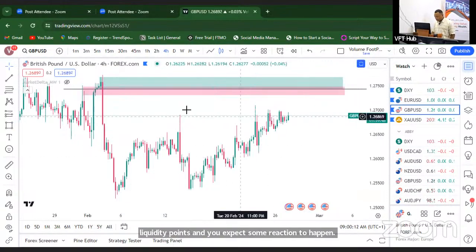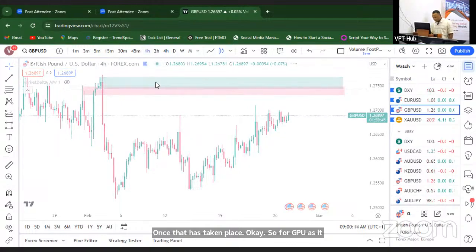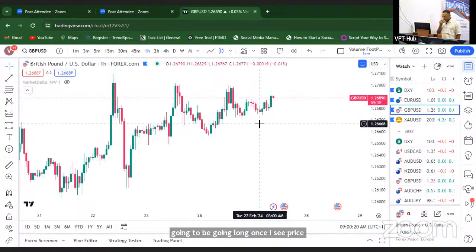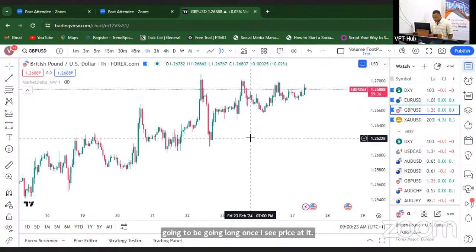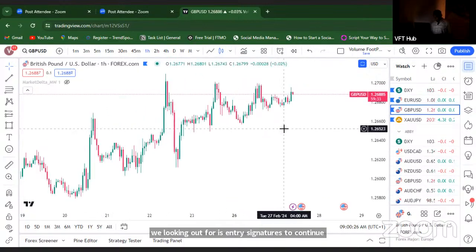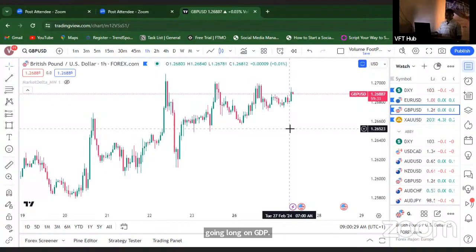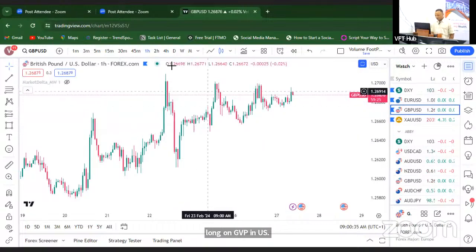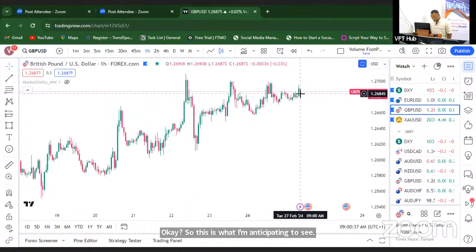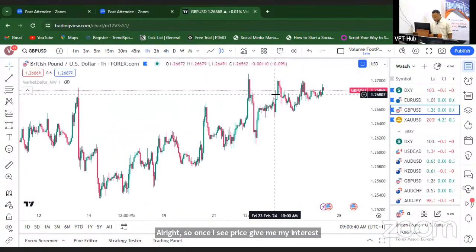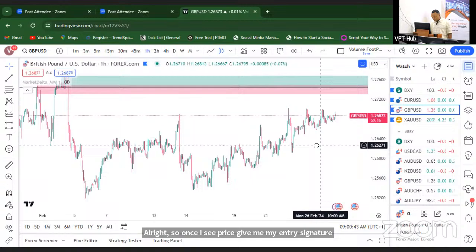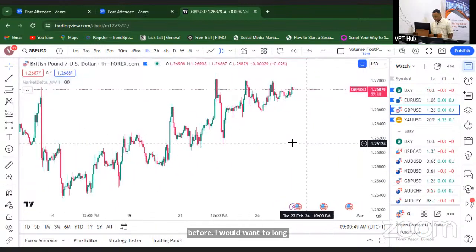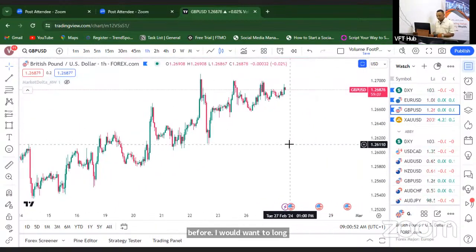Okay, so for GBP USD today, I'm going to be going long once I see price at a, okay, now seeing where price is, it's a good level. What we are looking out for is entry signatures to continue going long on GBP USD. So I'll be waiting for my entry signatures before I go long. Okay, so this is what I'm anticipating to see on GBP USD today. All right, so once I see price give me my entry signature from where it currently is, seeing that my point of interest is now closer than it was before, I would want to long GBP USD all the way to this level. Okay, so once I see entry signature, I'm going long on GBP USD.